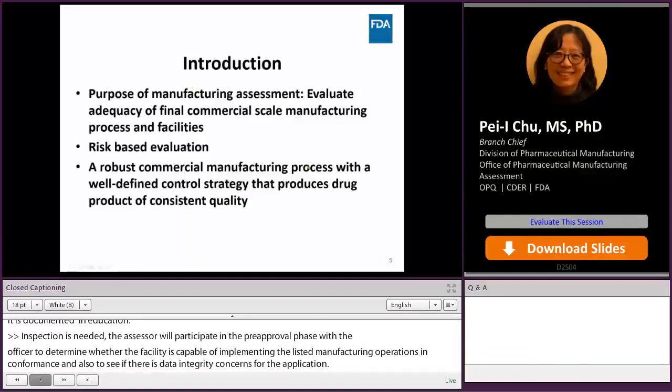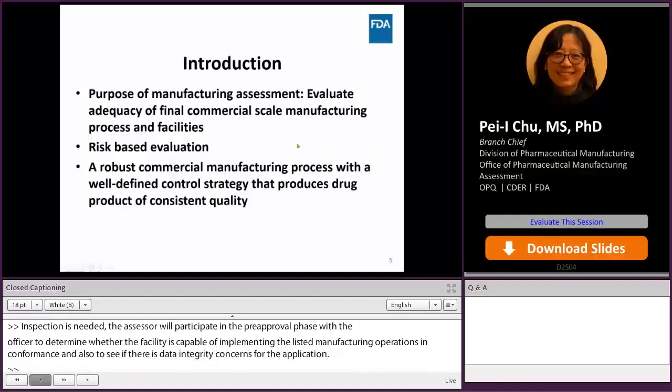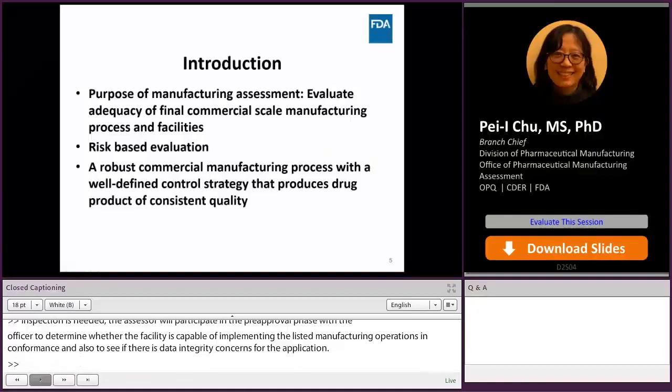The purpose of manufacturing assessment is to evaluate the adequacy of the final commercial scale manufacturing and process. We're using a risk-based concept to provide the assessment. A robust manufacturing process with a well-defined control strategy should be developed so that the drug product produced will have consistent quality.